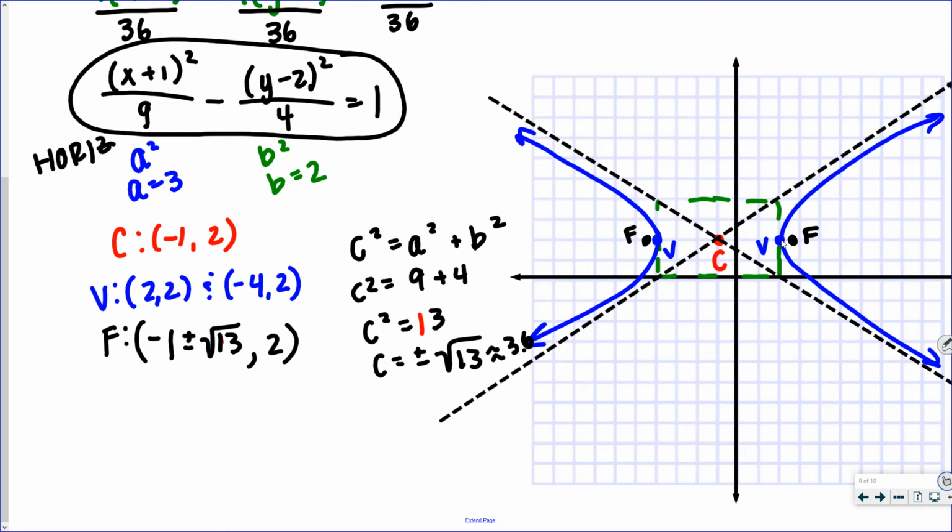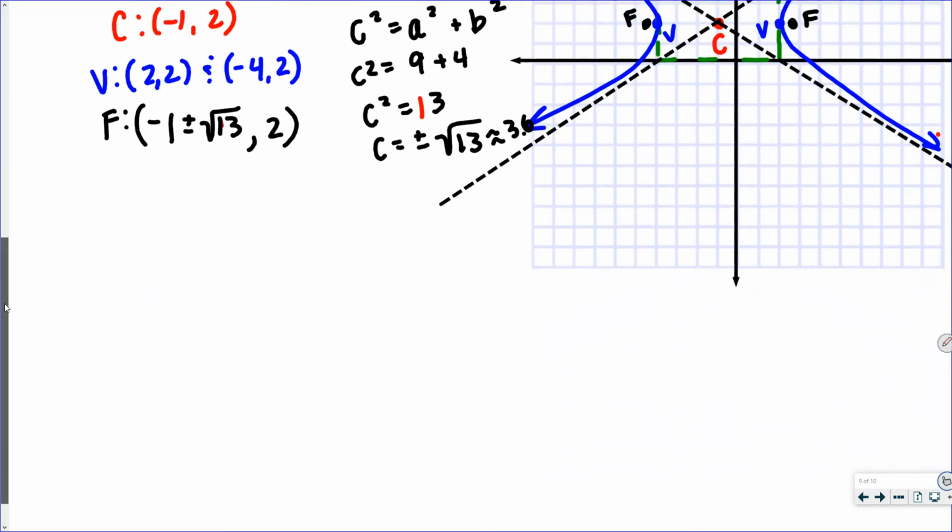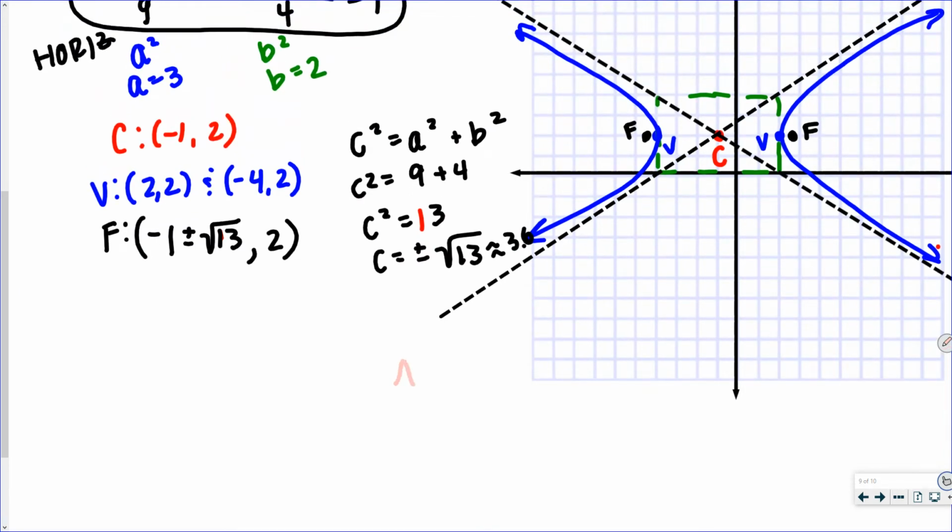Okay. Equations of asymptotes. Can you see this color? Yeah. Okay. All right, my point is the center, and I have to find my slope. So this would be 2 over 3. y minus the y coordinate of my center, 2, equals 2/3 times x plus 3. Sorry, x plus 1.